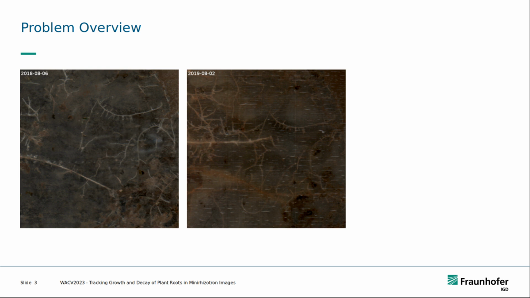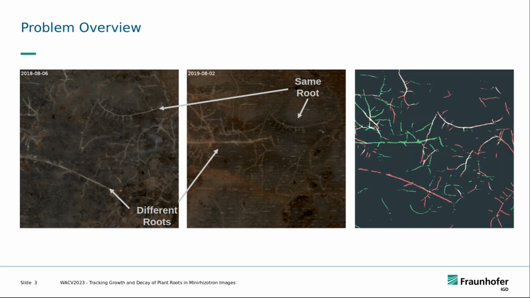This example shows two images that were acquired 1 year apart. There are some roots that are present in both images, and there are some newly grown and decayed roots. And this is the result of our method, which can measure which roots are present in both images, represented as white pixels, and which ones are newly grown in green and which ones decayed in red.